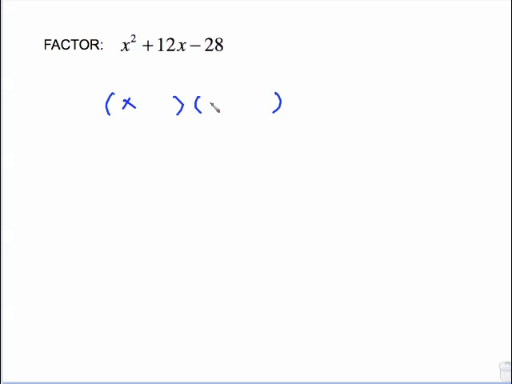x, x, middle sign automatically here. Last sign is negative, so I know my signs are different. And then it's what multiplies to give me 28 that will subtract to give me 12. And the only thing that's going to work there will be 14 and 2.